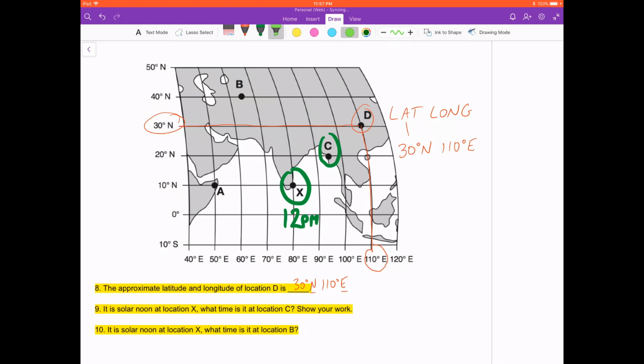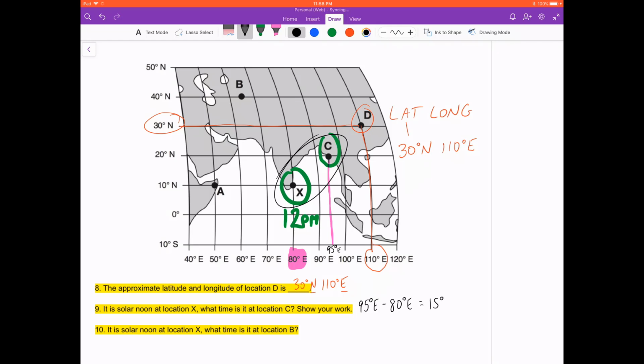So what I want to do now is see exactly how many lines of longitude away it is. So if X is at 80 degrees east, C looks like it's at 95 degrees. Okay, so I'm carefully figuring out the longitude of C, and it looks like it's at 95 degrees east. So I'm going to do 95 degrees east minus 80 degrees east to figure out the difference in longitude between the two locations, between C and X. Right over here is where I'm looking. Okay, and that is 15 degrees.